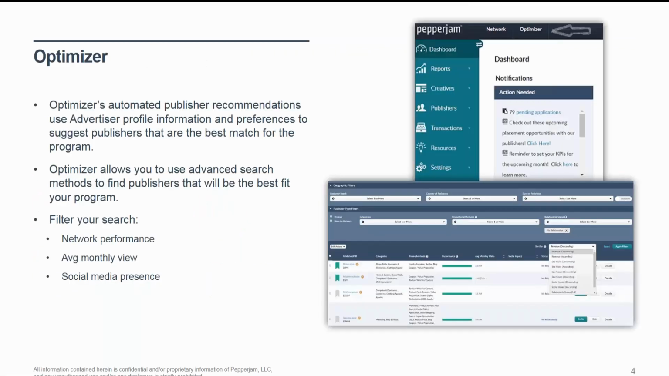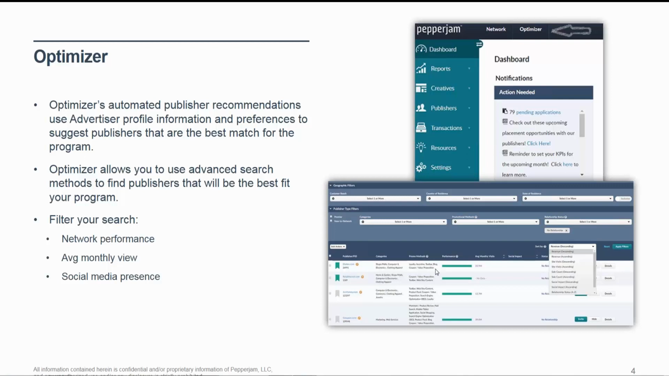And in terms of recruitment as well, if you're not already familiar, we do have a tool called Optimizer, which allows you to look for publishers based on some advanced search methods. You can look for publishers based on their network performance, their average monthly views, their social media presence. Maybe you want to look at their total followers, or set a minimum threshold specifically for Instagram or Facebook. It could be a great way to find some publishers that'll be a good fit for the program.